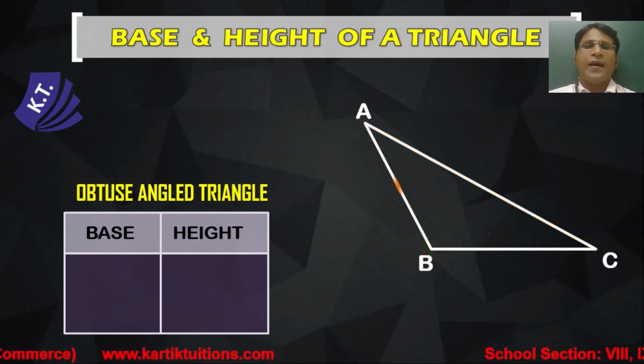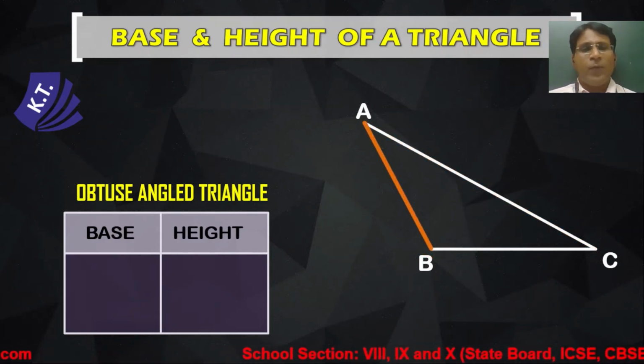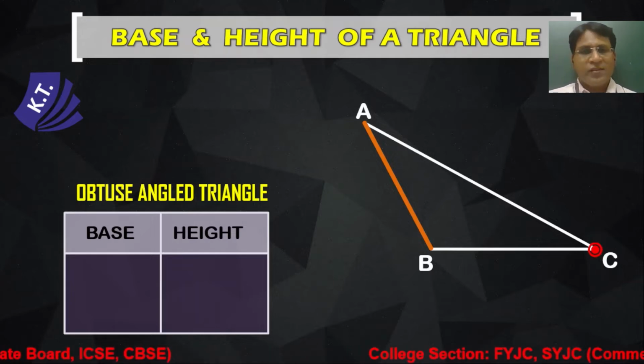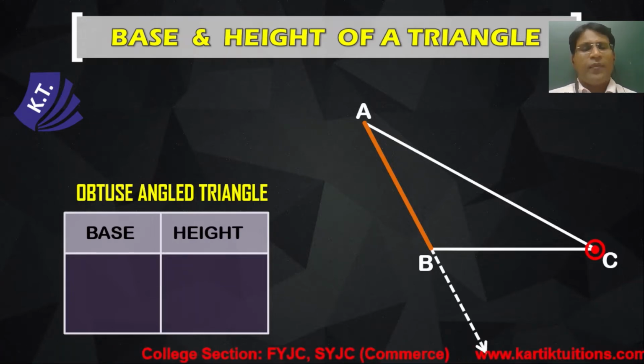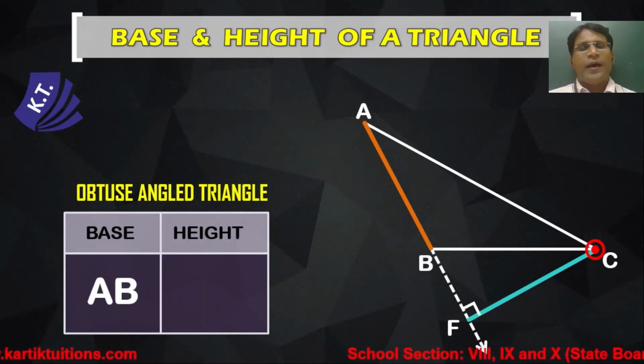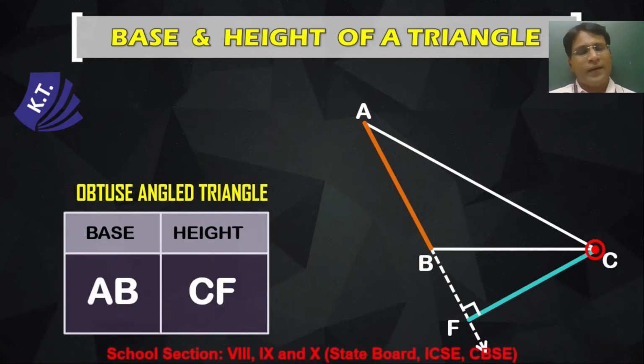Now, if I take AB as my base, then I need a perpendicular from the third vertex C. So first I need to extend AB. Now I will take the perpendicular from C. So if my base is AB, at that time my CF is my height.